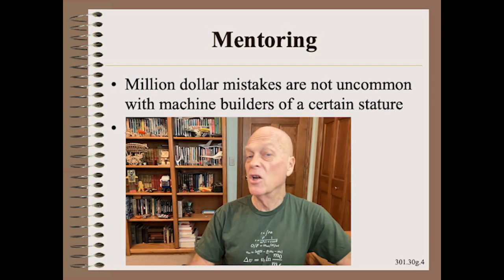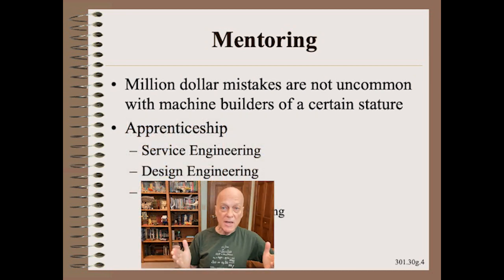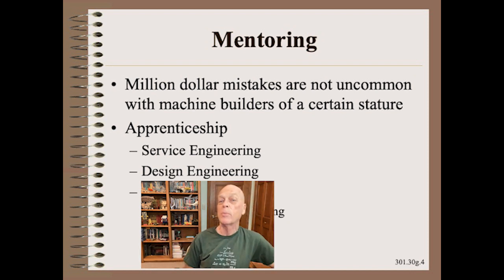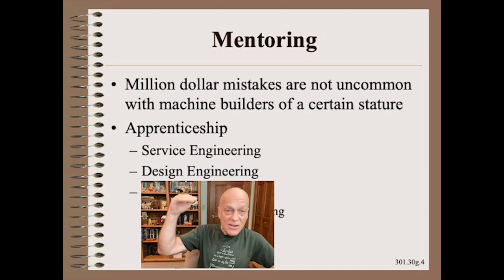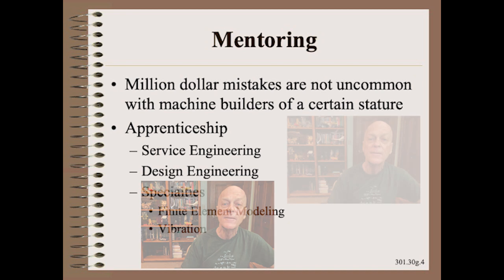$1 million mistakes are not unheard of with machine builders of a certain stature. To reduce those errors at Beloit, we all underwent informal apprenticeships. For example, I literally helped carry the bags and fetch supplies for senior service engineers who were a bit frail. Our designs were always checked and cross-checked by at least 2 or 3 others. But for the first couple of years, there was an additional layer of apprenticeship applied to these other routine checks.